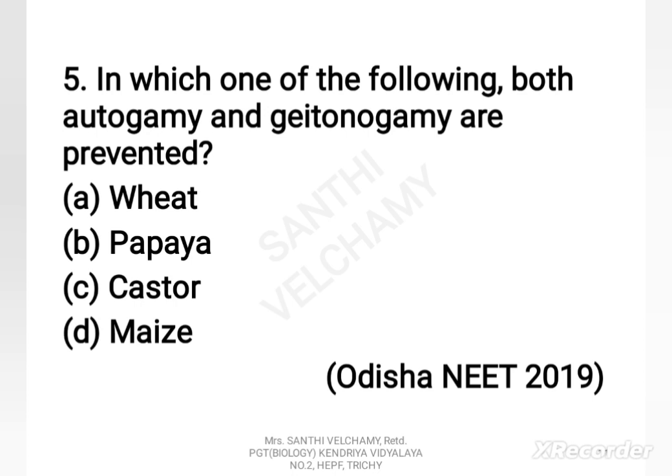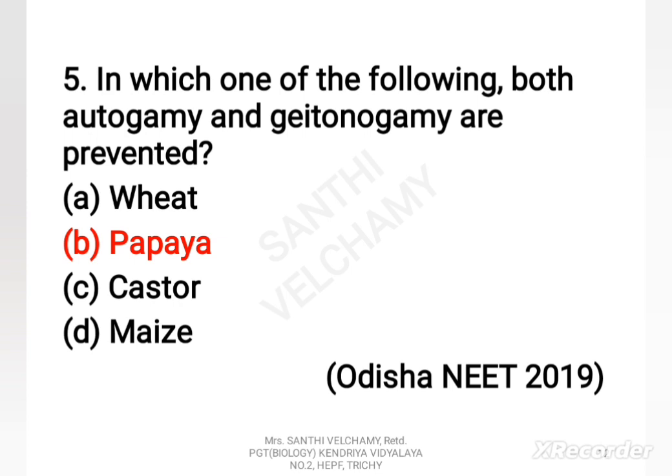Now next question. In which one of the following are both autogamy and geitonogamy prevented? A. Wheat. B. Papaya. C. Castor. D. Maize. The correct answer is B, papaya.